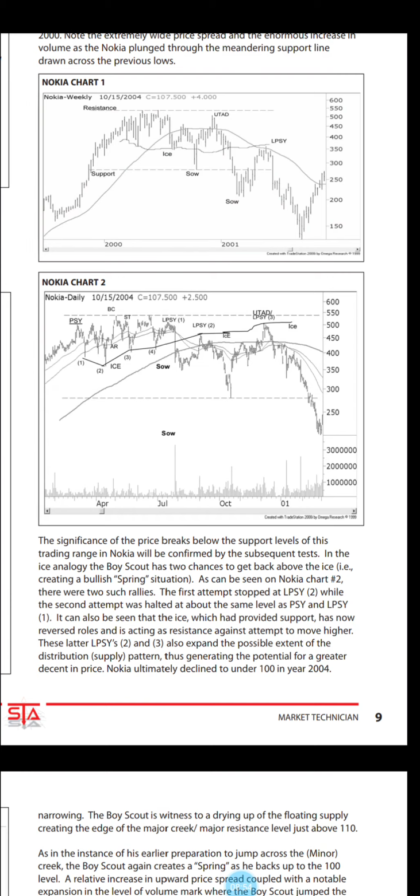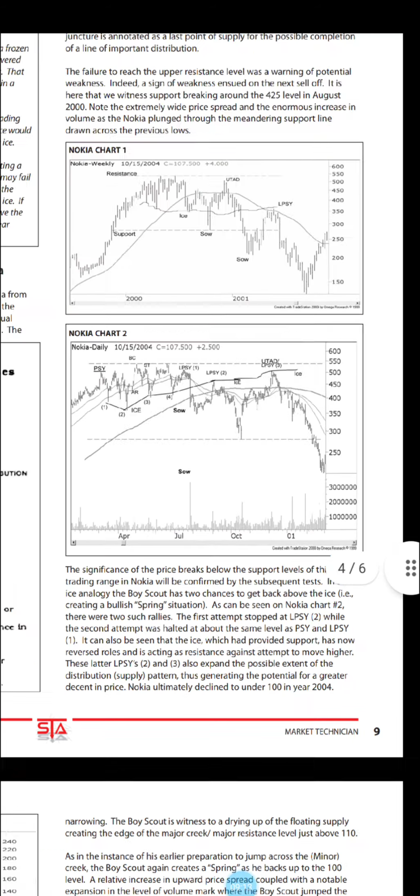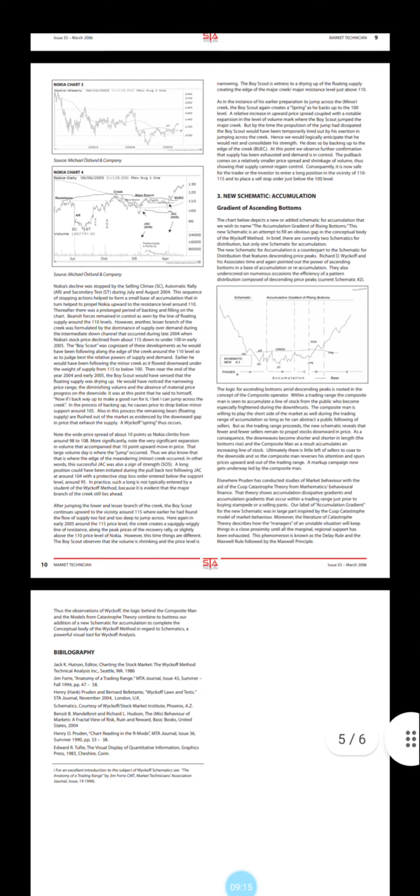These latter LPSYs, we're going to call them, for just 2 and 3, also expand the possible extent of this distribution supply pattern, thus generating the potential for a greater descent in price. Nokia ultimately declined to under 100 in year 2004. So yeah, it's pretty obvious we were descending.